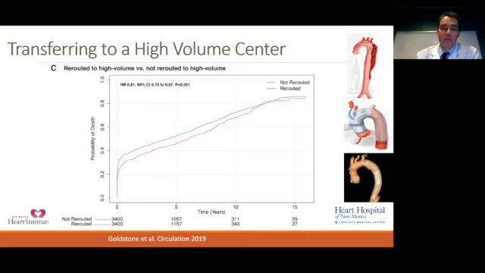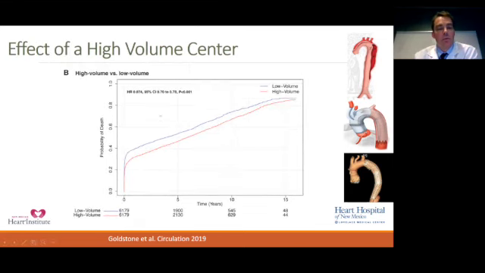And it did not. So what you can see here is the red curve is people who were transferred. The blue curve was people who were not. And the mere fact of transferring them did not adversely affect their survival. That's when you look out 15 years. Before that, the red line here has a lower probability of death. So if you want to be on a line, you want to be on the red line.